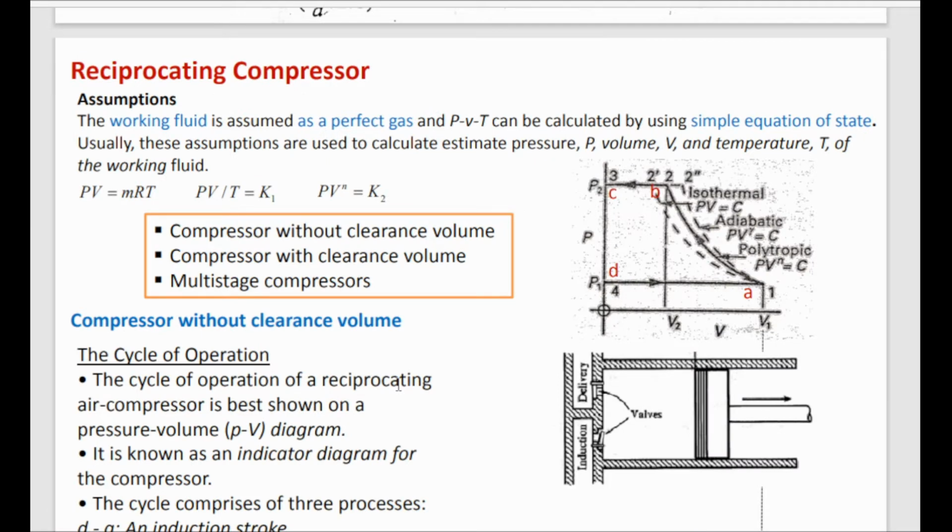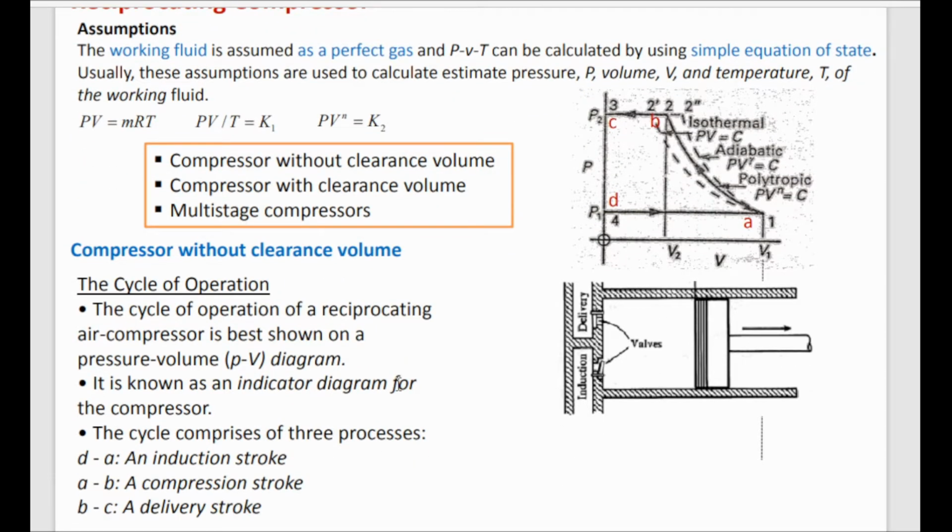We will see how this compressor works by using the indicated diagram. Here you can see DA or ABCD, this figure, and here these are the assumptions that we make. One is polytropic process, PV raised to n is equal to C, and this is adiabatic or internally reversible adiabatic process, PV raised to gamma is equal to C, where gamma is the adiabatic constant. And you can see the isothermal process where PV is equal to constant. These all relations we have already studied in our thermodynamics class.